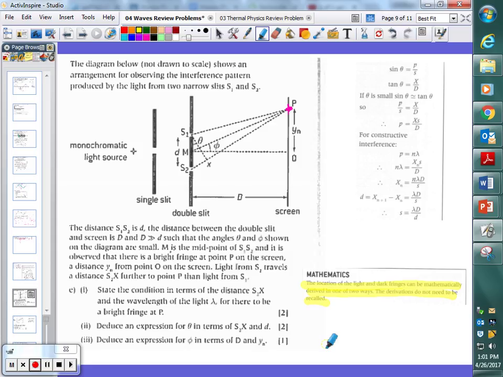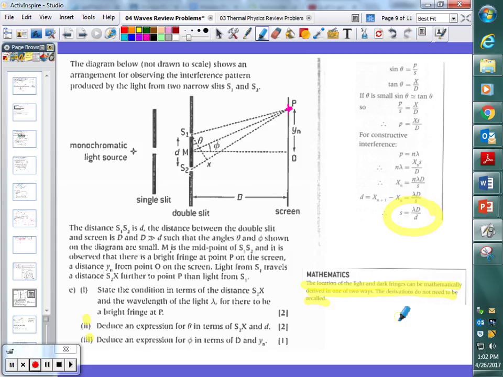the location of the light and dark fringes can be mathematically derived in one of two ways. That's one of the ways up above. But then it says directly after, the derivations do not need to be recalled. And yet here it says, deduce an expression for these different terms. So, here are the step-by-steps with what they go through, okay? I don't know if I would put in the time to memorize how this goes, okay? This is the important end result, okay?